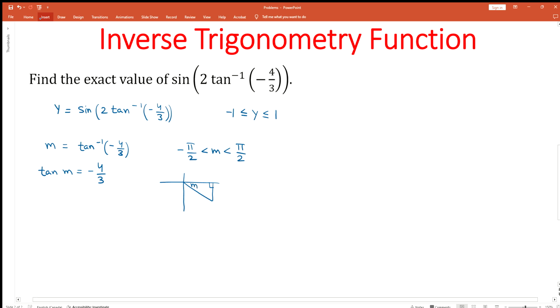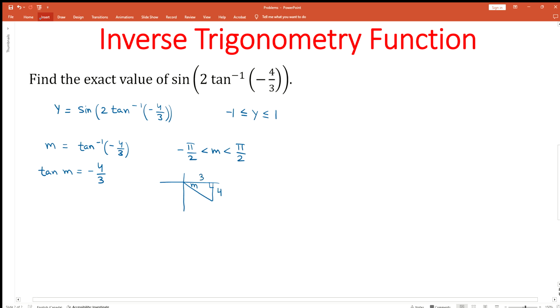The formula for tan ratio is opposite over adjacent. So the length of the vertical side in this triangle is 4. I ignore the negative sign for side lengths because side lengths are positive. And the length of the horizontal side is 3.